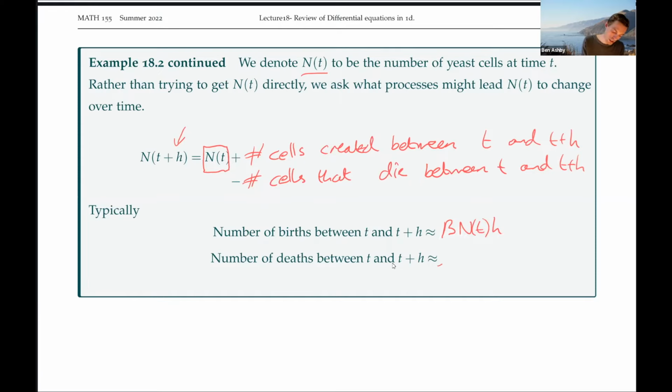Likewise, if we have a natural mortality rate of mu, then if this is a per capita rate as well, then we're going to have approximately mu times n times h deaths between time point t and t plus h. So this is our birth rate. This is our mortality rate. These are both per capita.